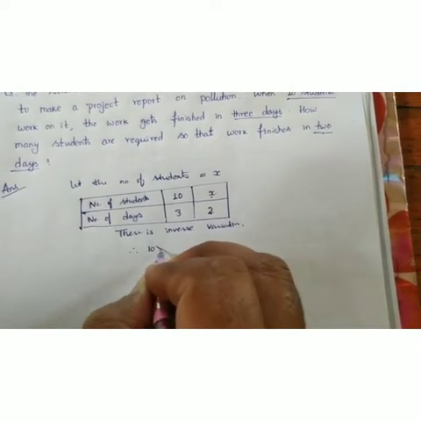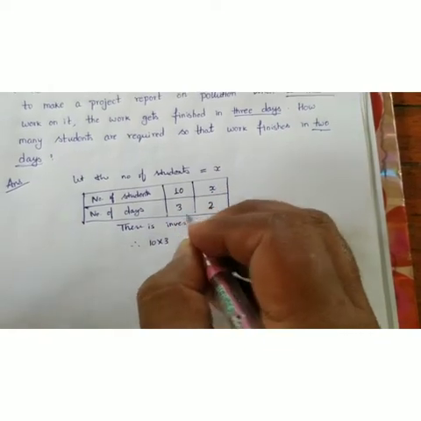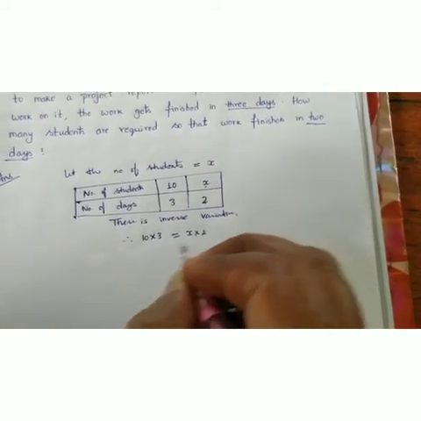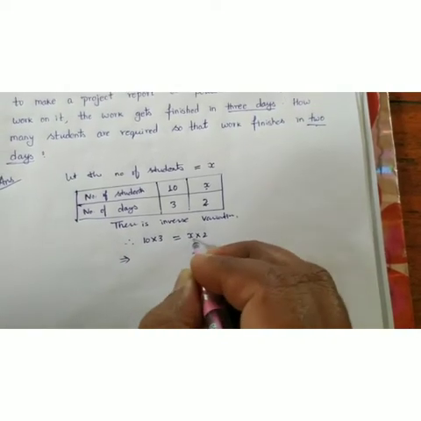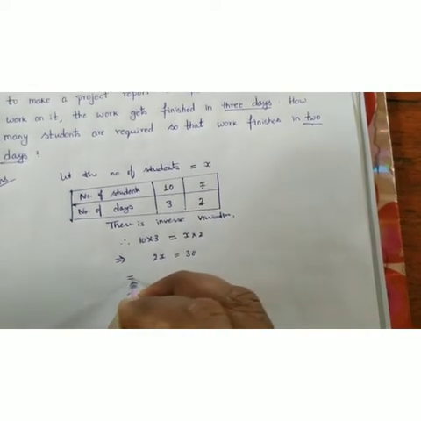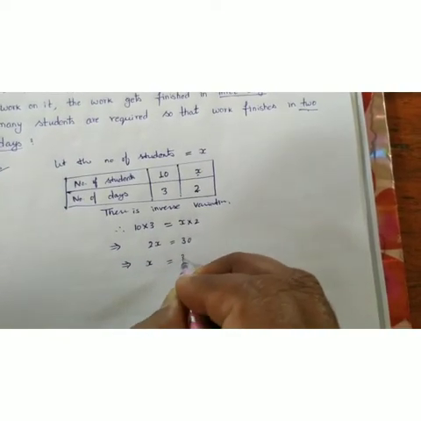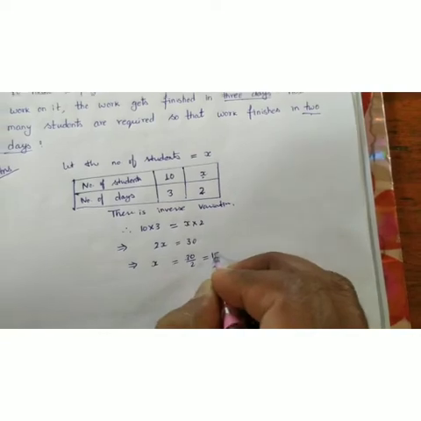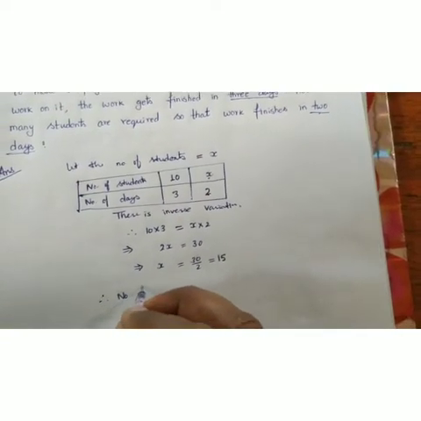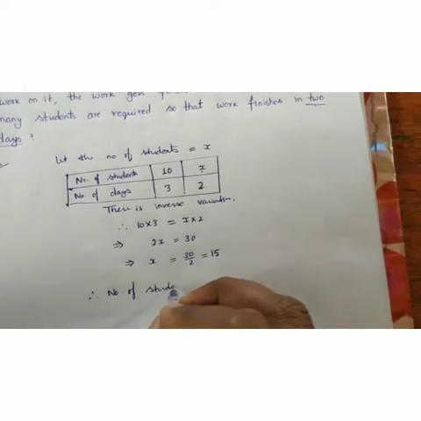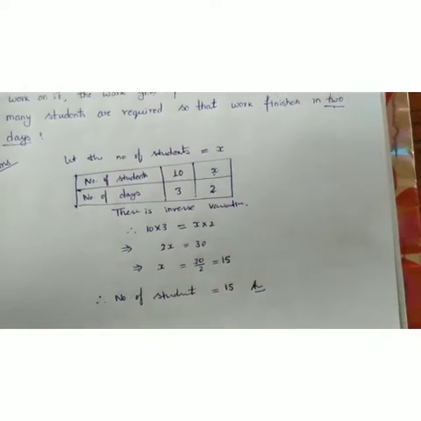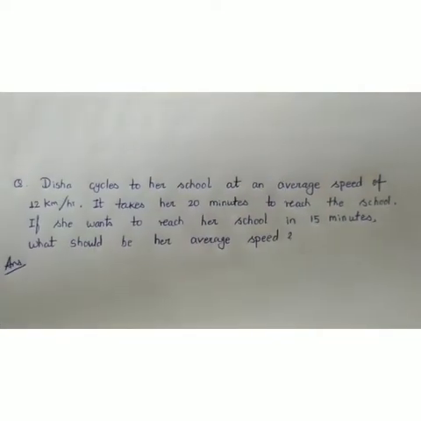Therefore, 10 multiply 3 is equal to x into 2. Or we can write 2x is equal to 30. Or x is equal to 30 by 2 is equal to 15. Therefore, number of students is equal to 15, which is the required answer. Next question.